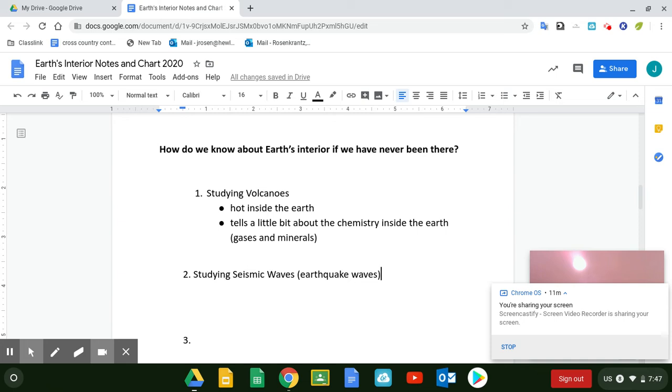All right. We're going to spend a whole couple of days, just like a real subunit, learning about the different types of seismic waves. So for right now, just know that it helps us know what's inside the Earth. So by studying seismic waves, it gives us clues on what's inside. All right. The third one is Earth's magnetic field.